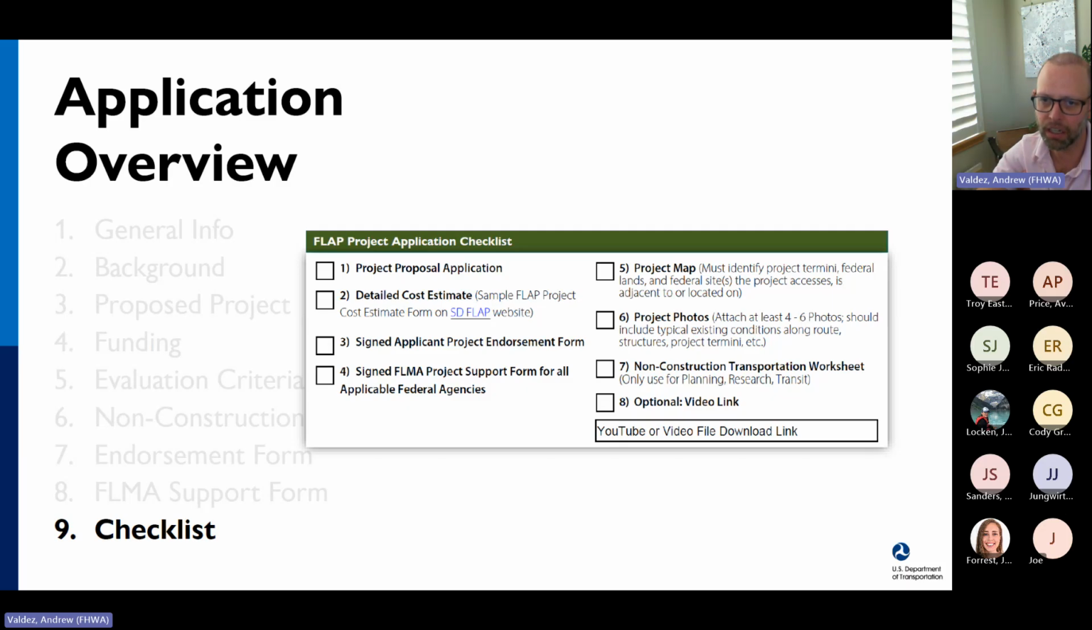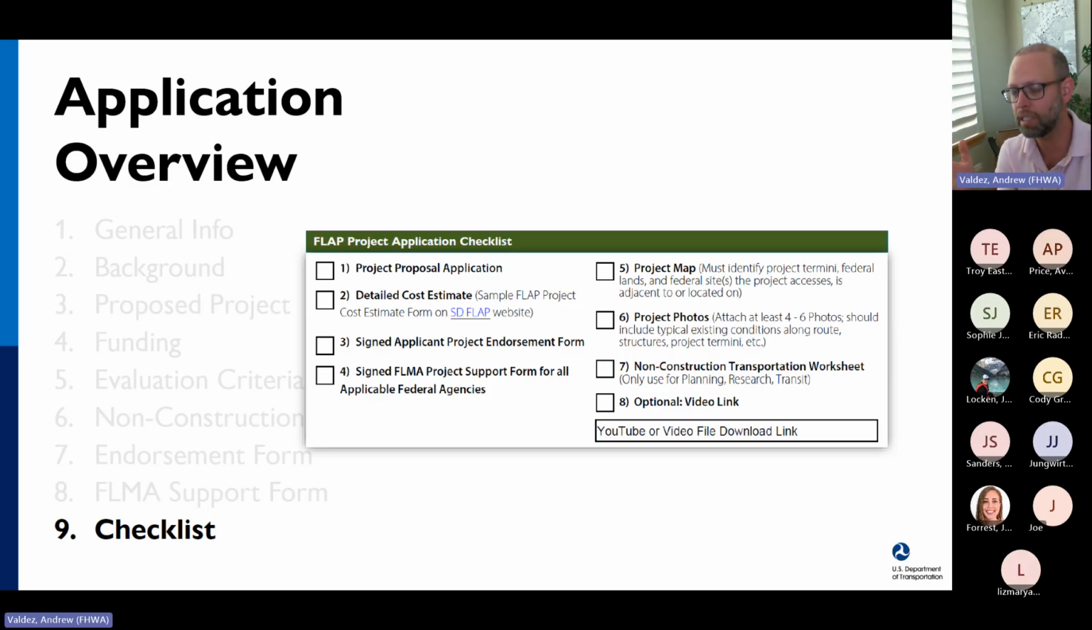And then lastly, there's an instruction sheet and checklist. This is just to help you stay organized and make sure you didn't miss anything. This is also where you'd paste a link to a downloadable video or YouTube video. These are, again, optional, but they do provide you an opportunity to sell the project a little bit, and provide an opportunity for the PDC to really get a sense of what things look like on the ground before we send out a scoping engineer or something like that.